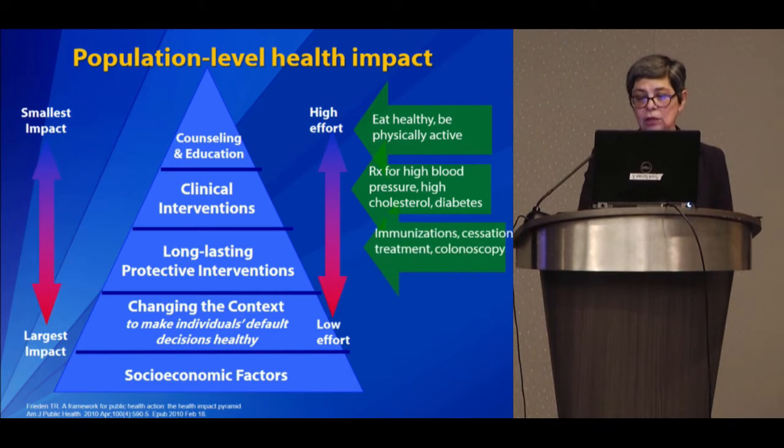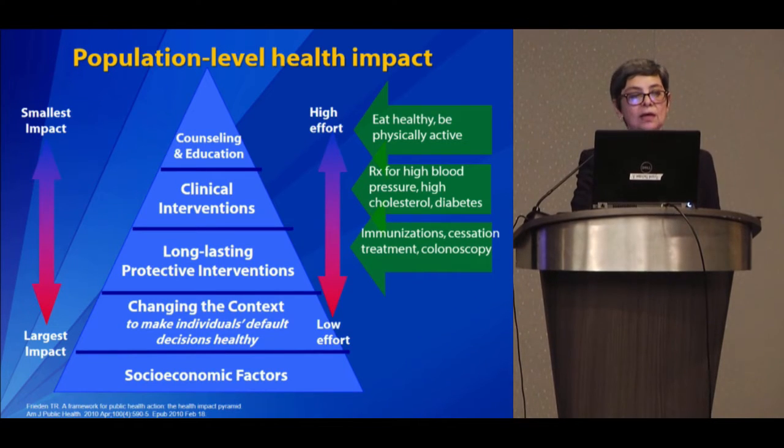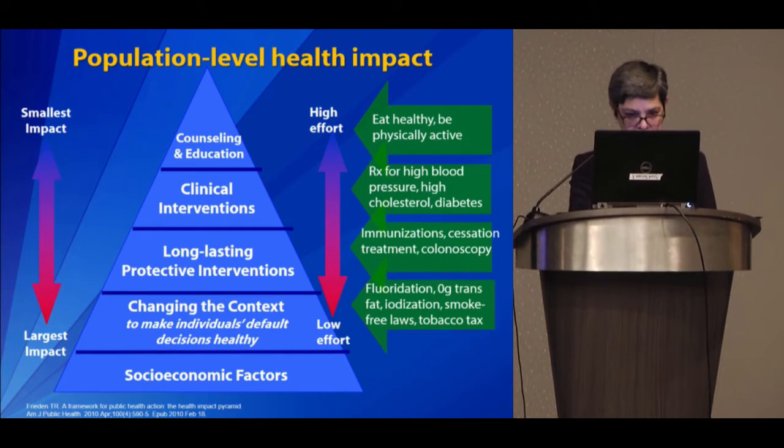In the middle, he put long-lasting protective interventions, so think immunizations. And in violence prevention, I would put home visitation programs that have long-term effects, like the Nurse-Family Partnership that has effects into adolescence on youth violence and substance abuse. And where we really start getting into the policy arena is in this next level, where he called it changing the context to make individuals' default decisions the healthy decisions. So think fluoride in your water and iodine in your salt. In violence prevention, the closest I could think of was something like eliminating access to lethal means to prevent suicides.